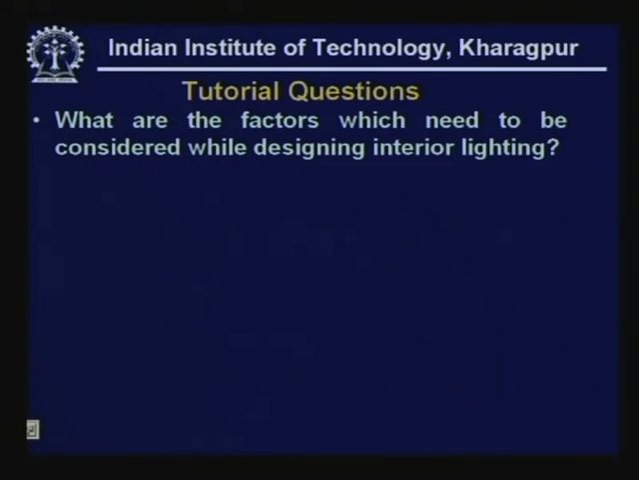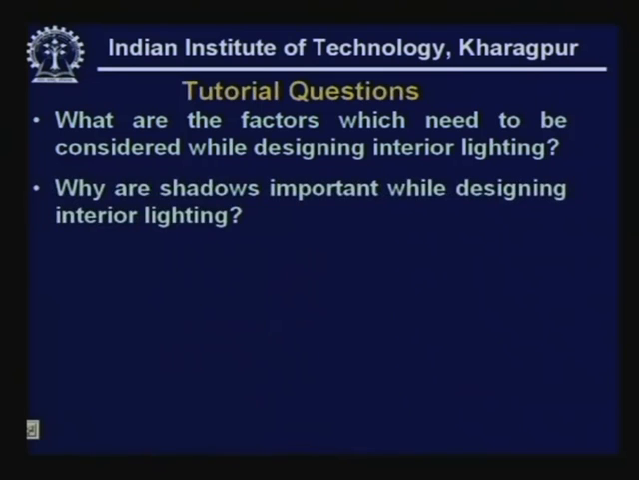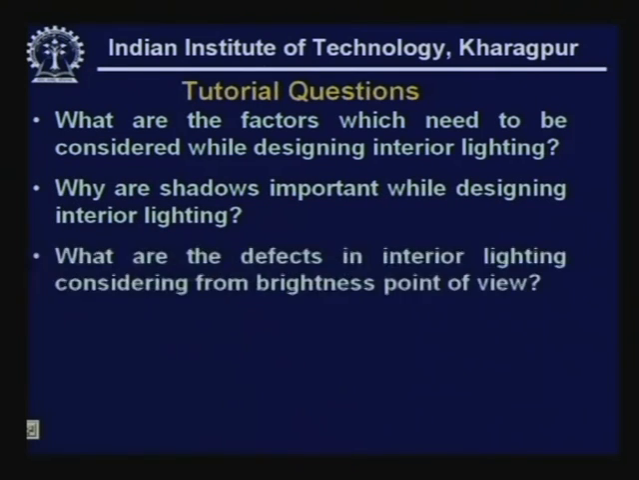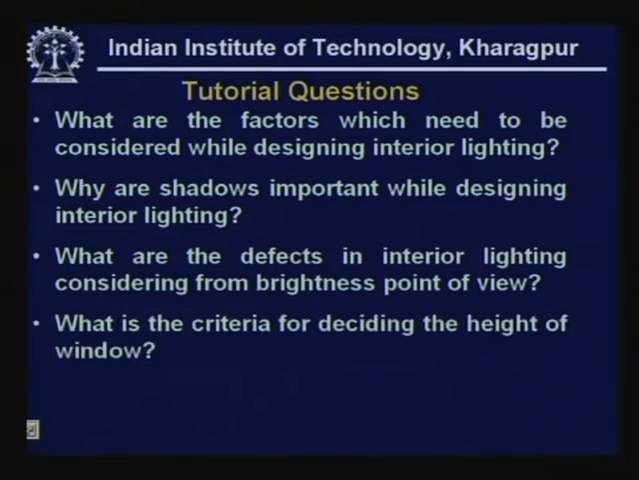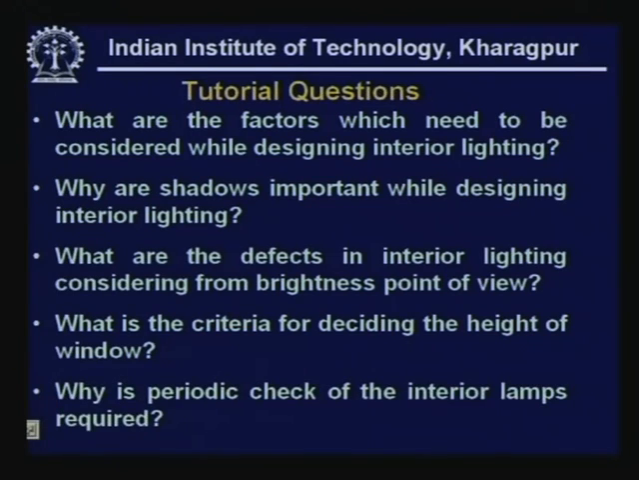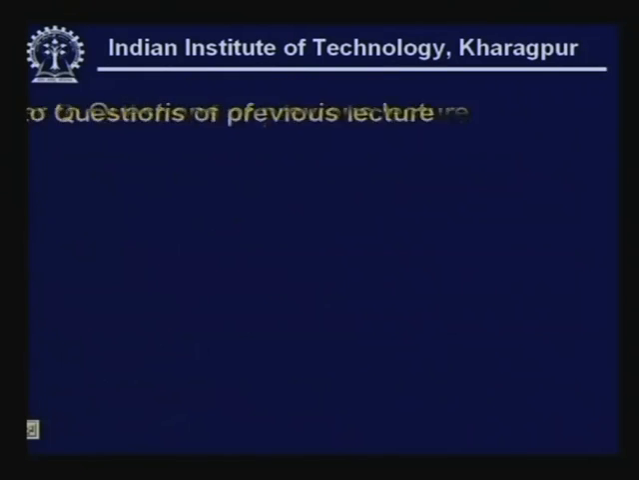The questions: What are the factors which need to be considered while designing interior lighting? Why are shadows important while designing interior lighting? What are the defects in interior lighting considering from the brightness point of view? What is the criteria for deciding the height of a window? Why is a periodic check of the interior lamps required?